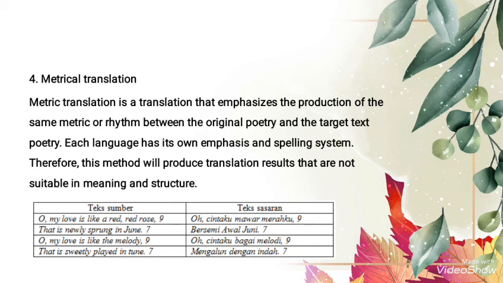In the poetry translation above, the translation focuses on the metric method. The emphasis between the original poetry and the translation is the same. Based on the example above, the first stanza has emphasis 9 and the target poem also has emphasis 9, which is perfectly applied to the next stanza.